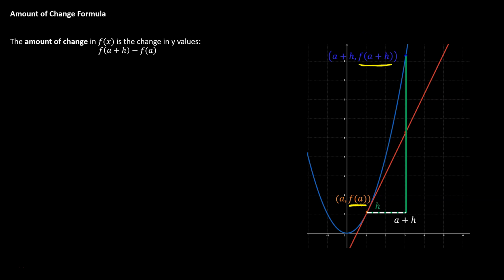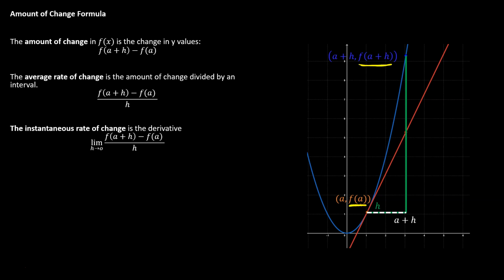If I wanted to rewrite that as the average rate of change, all I would need to do is take the amount of change and divide it by the interval. Now in this case, the interval, that's the horizontal distance between our 2 points. We traveled a distance of h to find that second point, so our average rate of change is just the amount of change, the change in y values, divided by h, which is really the change in x values.